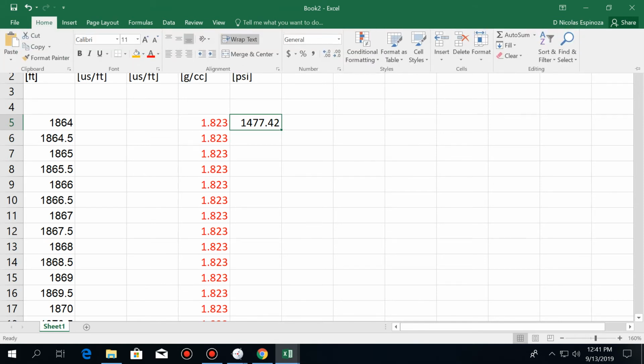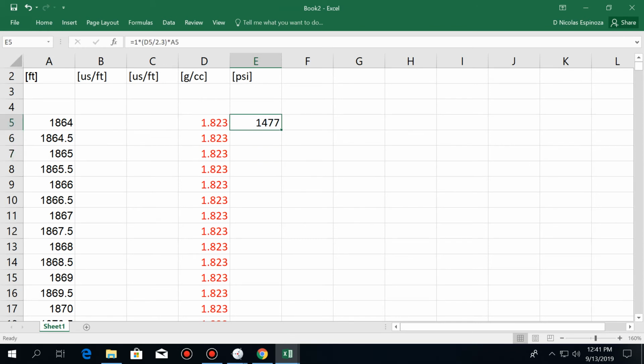Let me decrease the decimals, and it kind of makes sense, right? Because the rock is lighter, so it's not 1800s, it's 1500s. All right, so that's my first point. In our problem before, the first point was 0. In this problem, it's not 0. Okay, let's go with the second one.